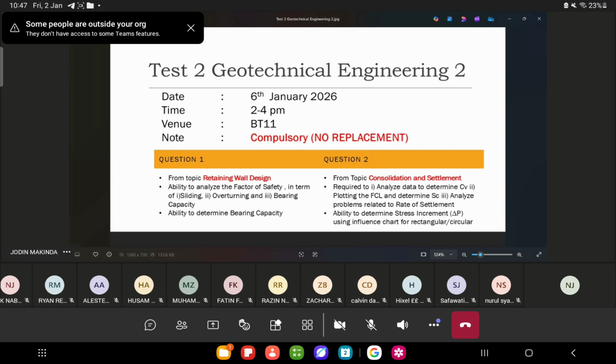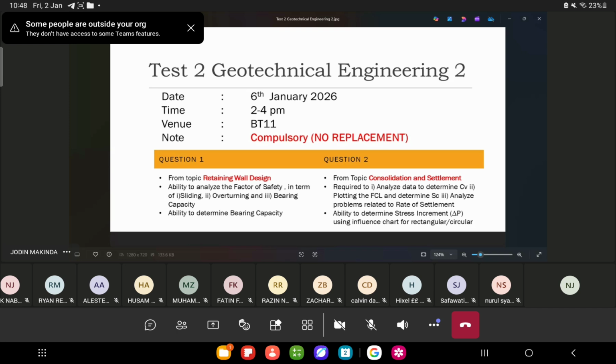Question number 1 is from the retaining wall design topic chapter, where you have to determine factor of safety, sliding, overturning, bearing capacity, and you must know to calculate the bearing capacity. This is question number 1. And question number 2 is quite long. You have to analyze CV, you have to plot FCL, and also solve problem related to rate of settlement, the topic that we discussed today.